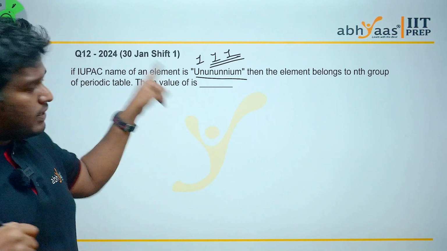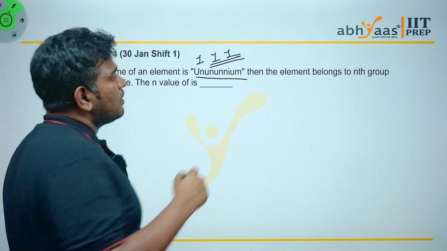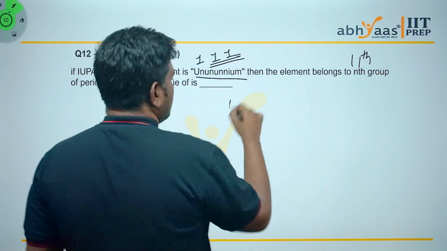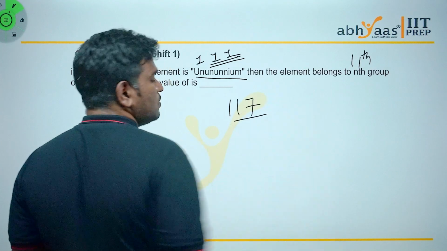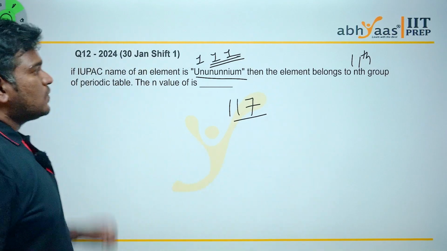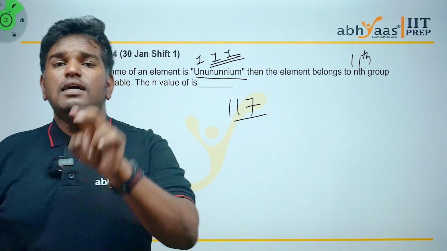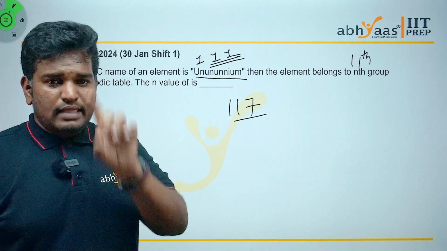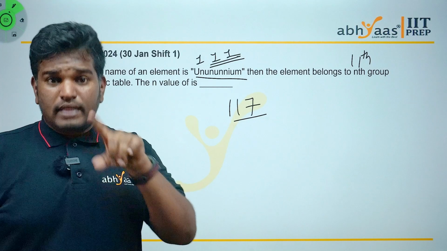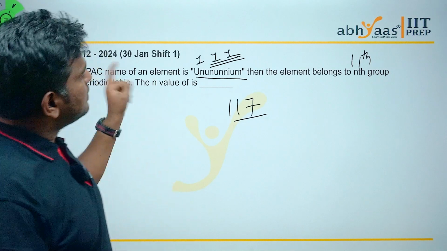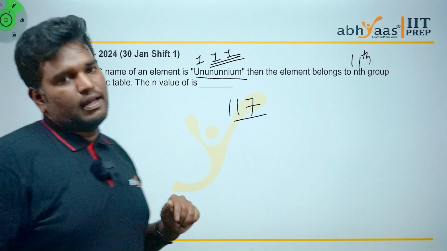So in this case, 111, it will be belonging to the 11th group. Suppose it was like 117, it will be belonging to the 17th group. So in such a case, you can easily find out. You have to see the last two digits, and that number will be giving you the group number. So here in this case, the group number will be 11, right?